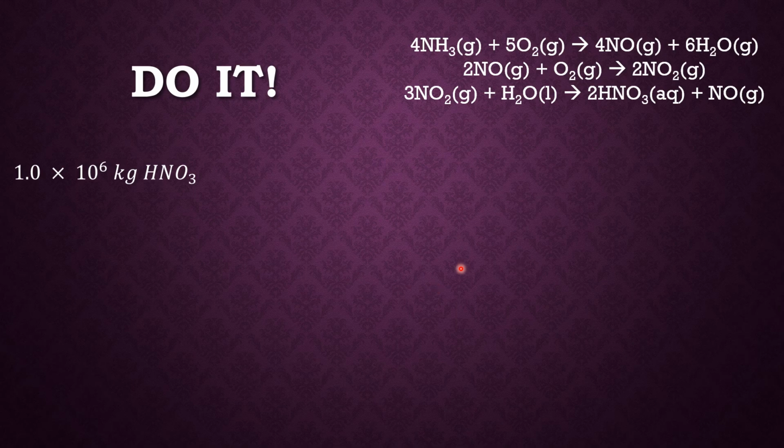Now in order to go backwards, again, our plan is to go from hydrogen nitrate into nitrogen dioxide. From nitrogen dioxide, we're going to go to nitrogen monoxide. From nitrogen monoxide, we're going to go to ammonia. Now, in order to convert from one molecule to another, we know that we need a molar ratio. In order to have a molar ratio, we need our unit to be in moles first. Converting from kilograms into moles, we don't have a specific conversion for that. So we're going to first convert from kilograms into grams: 1,000 grams per kilogram.